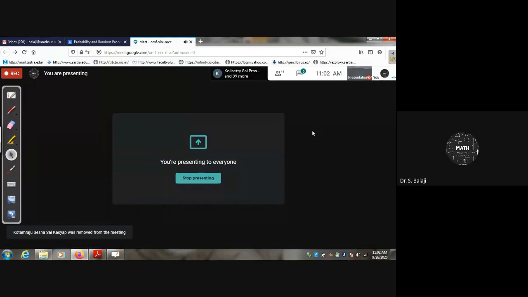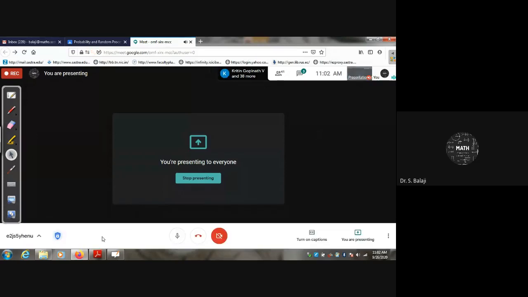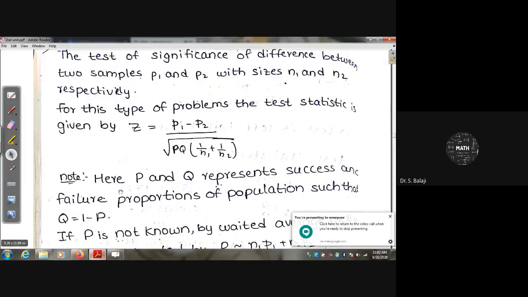Today we will see some more ideas in large samples. The first test we have seen is the test of significance of difference between sample proportion and population proportion. Today we will see the second test, the test of significance of difference between two sample proportions, P1 and P2, with sizes N1 and N2 respectively. We have two samples here, P1 and P2, with sizes N1 and N2 respectively.